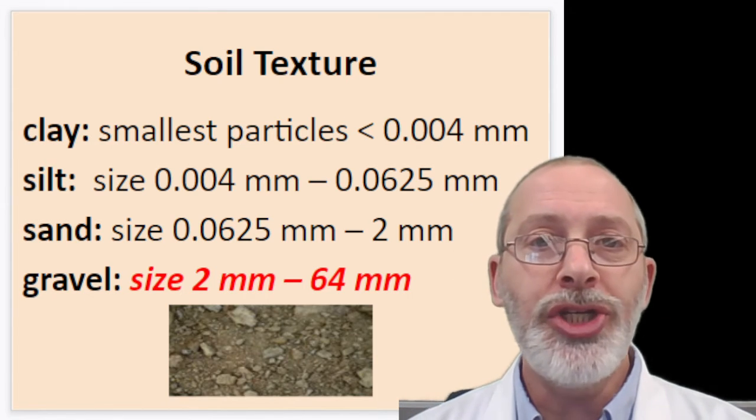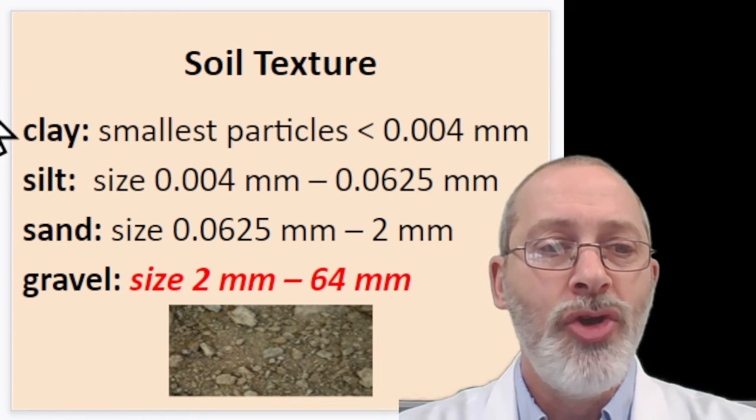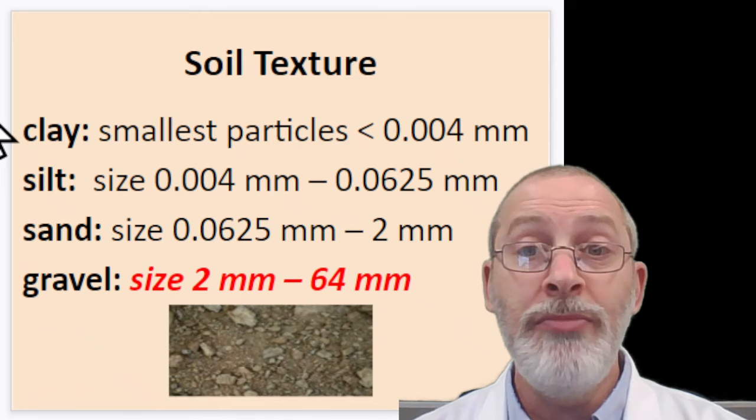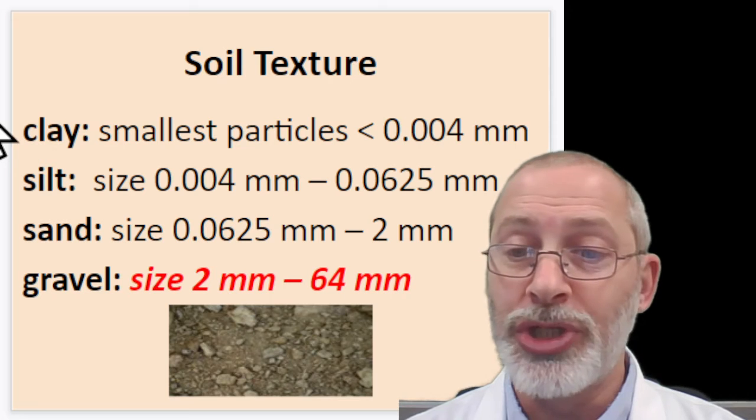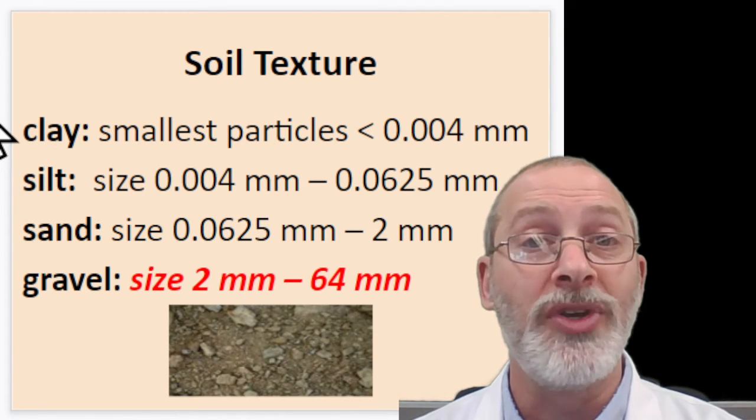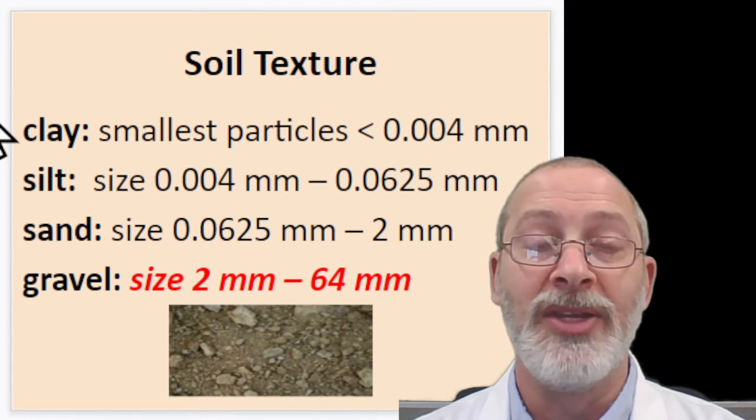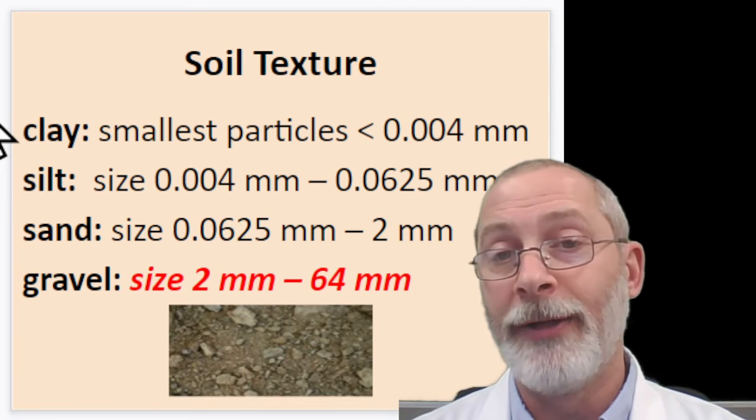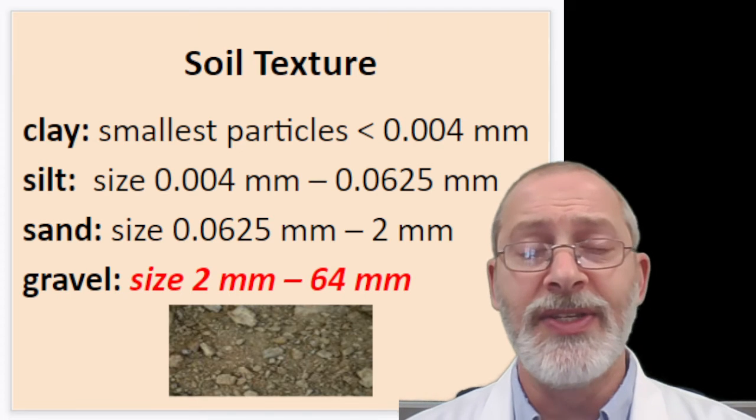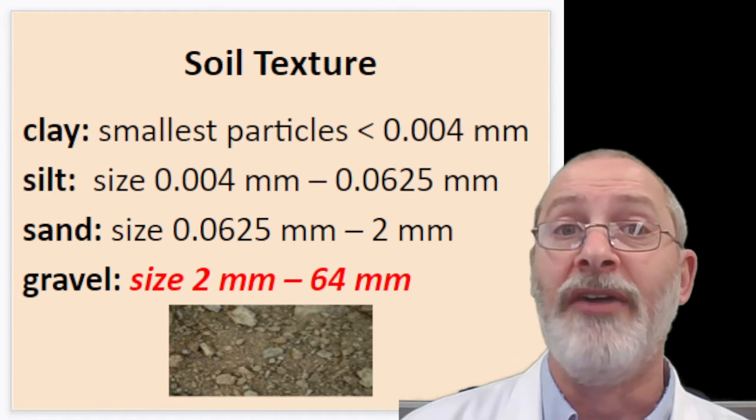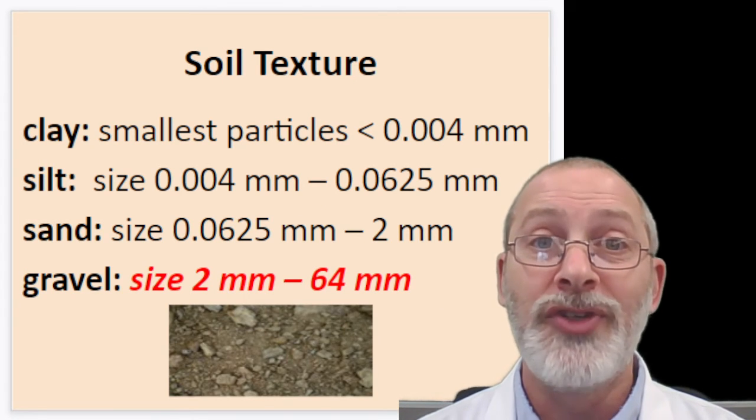Gravel are the largest particle sizes in a typical soil sample, and gravel ranges in size from 2 millimeters all the way up to 64 millimeters, which, if you do the math, is 6.4 centimeters. So gravel can vary tremendously in size as well. So we've got all of these different particle sizes, and based on the proportion of each, we can develop a totally different type of soil.